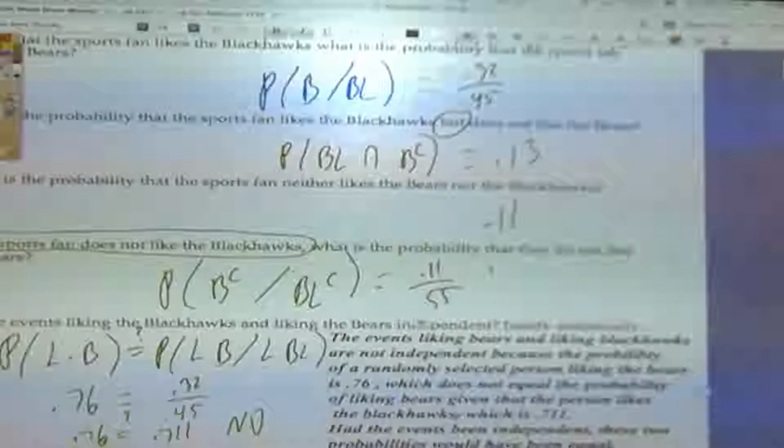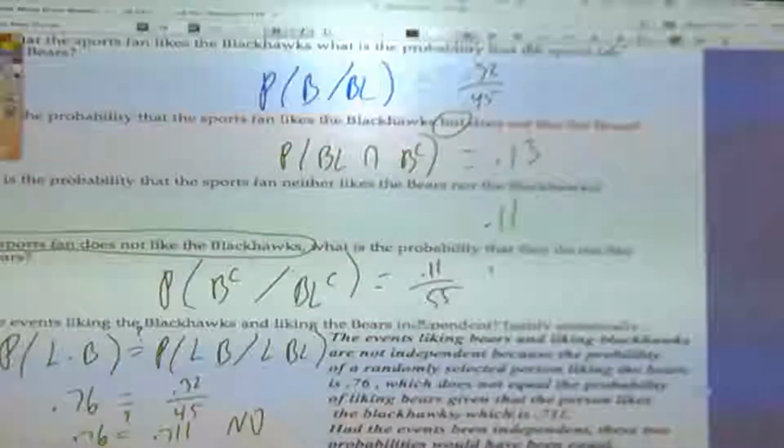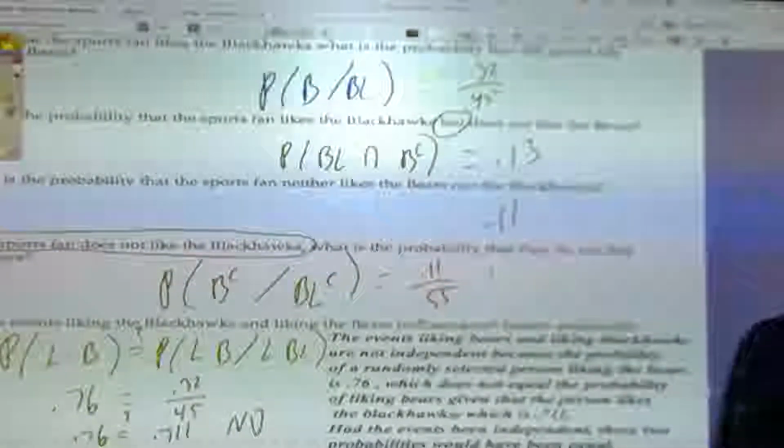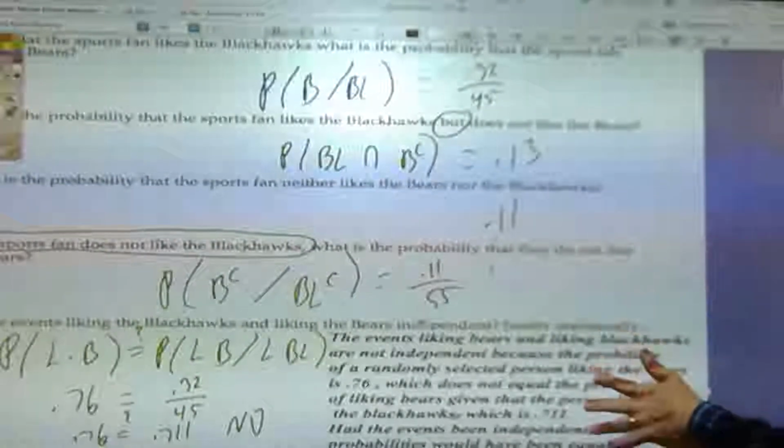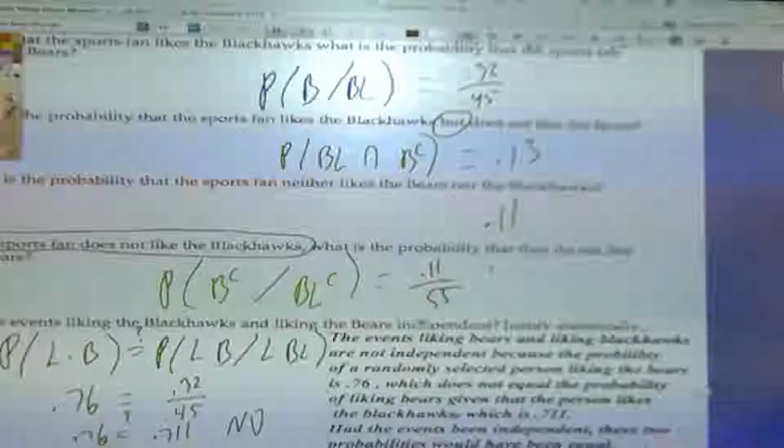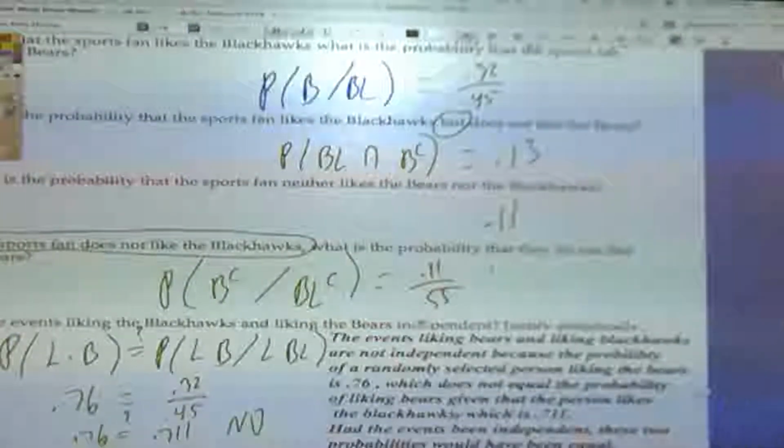So I'll read this whole thing again, just to make sure. So the whole justification goes like this. The events liking the Bears and liking the Blackhawks are not independent because the probability of a randomly selected person liking the Bears is 0.76, which is not equal to the probability of liking the Bears given that the person likes the Blackhawks, which is 0.711. Had the events been independent, these two probabilities would have been equal. So you're saying what your conclusion is, what your calculations are, and then what the standard is to which you're comparing your calculations. Let's take any questions you might have on this, starting with Jasmine.